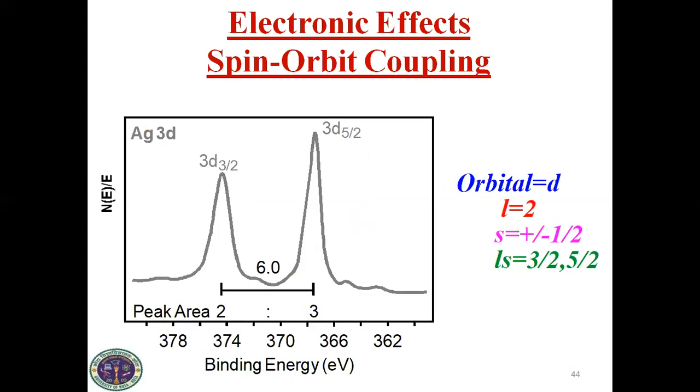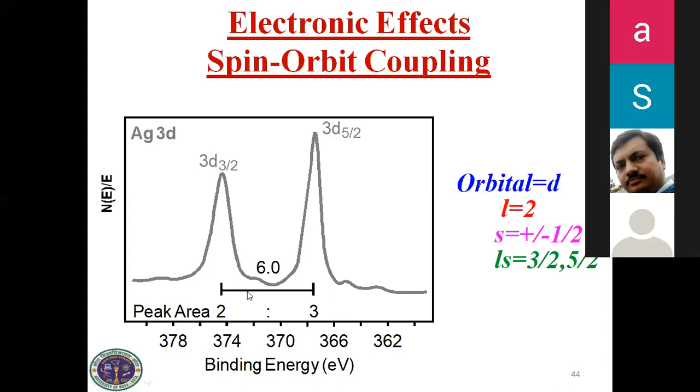Now for d orbital, for argentum or silver 3d spectra, you can see the two J values are 3/2 and 5/2 with a reduced separation. So if L value is increasing and the corresponding J value is increasing, in that case, the separation between the two peaks is reducing. It is up to 6 electron volt only.